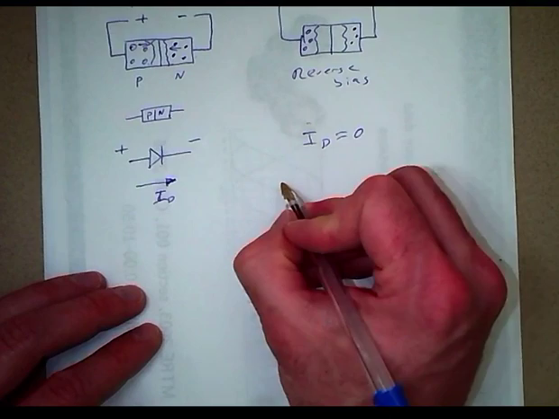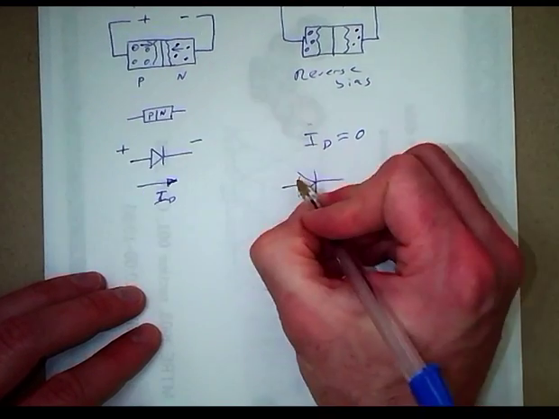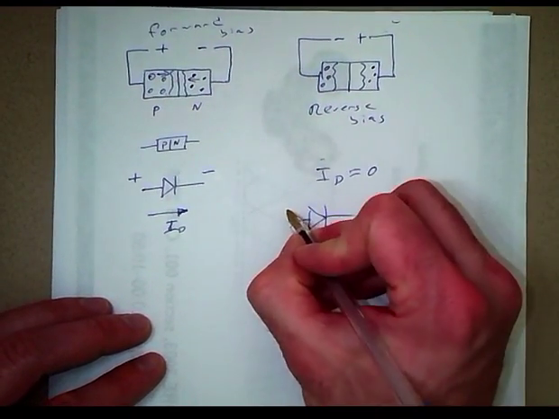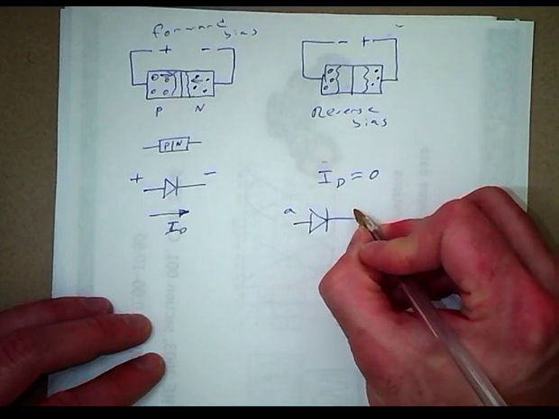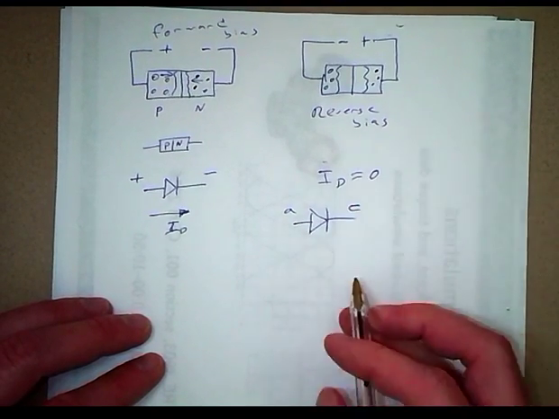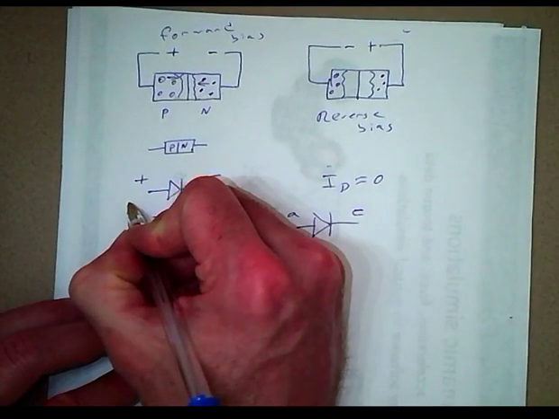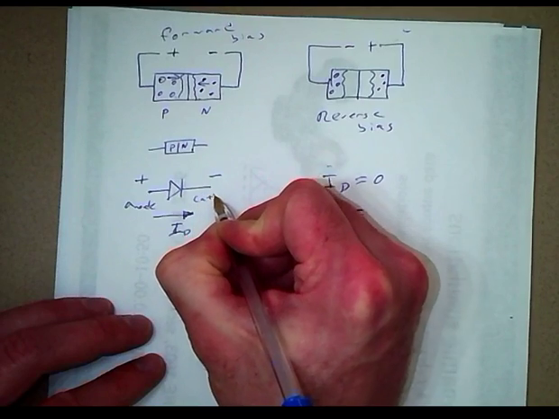On a diode, we have an anode and a cathode, and that's referring to when it's forward biased: the anode is the side that's connected to the positive voltage, and the cathode is connected to the negative voltage. So anode and cathode.